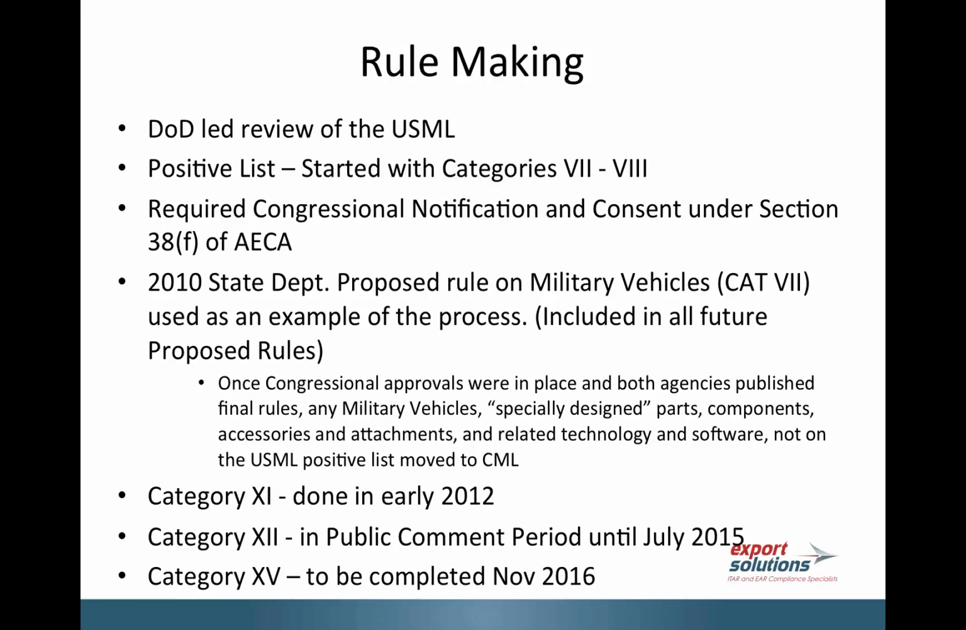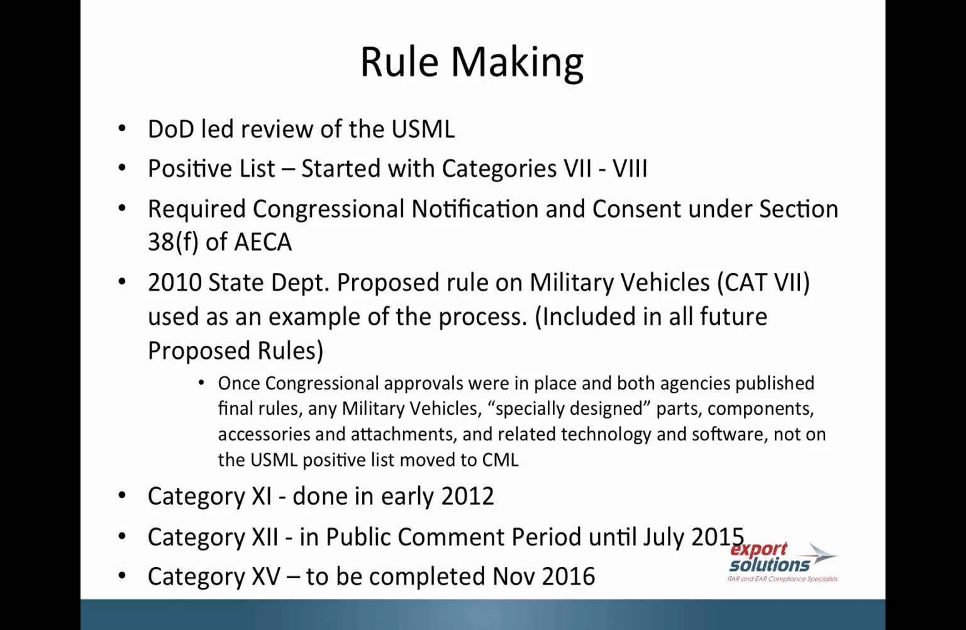They figured those were the ones in most need of reform, and so those are the ones they started with. And there are up to 4 categories that have been or are in the process of being changed right now. It did require congressional notification and consent under Section 38F of the Arms Export Control Act. So Congress is involved in this. It's a full governmental effort, and so it's not unilateral at all. Everybody was in agreement, and that's probably why it took so long to get it going. But at least we have something that all branches of the government are involved in, or at least have given a head nod to.